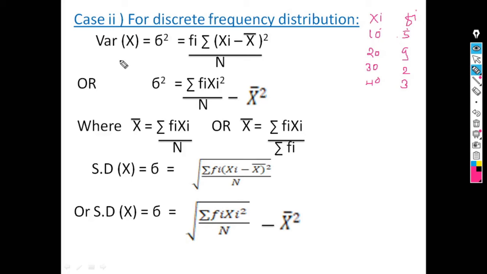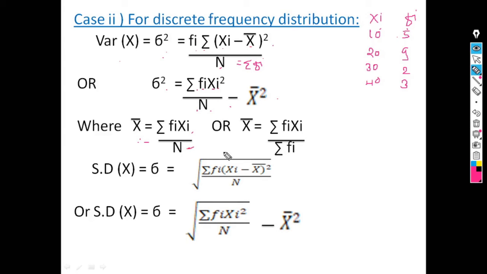So for discrete frequency distribution, the formula of variance is sigma square equal to summation of fi into xi minus x bar square divided by n. And another formula is sigma square equal to summation of fi xi square divided by capital N. Capital N means summation of fi, so it is summation of fi xi square divided by n minus x bar square. For discrete frequency distribution, we know that the arithmetic mean x bar is equal to summation of fi xi divided by n, or summation of fi xi divided by summation of fi.